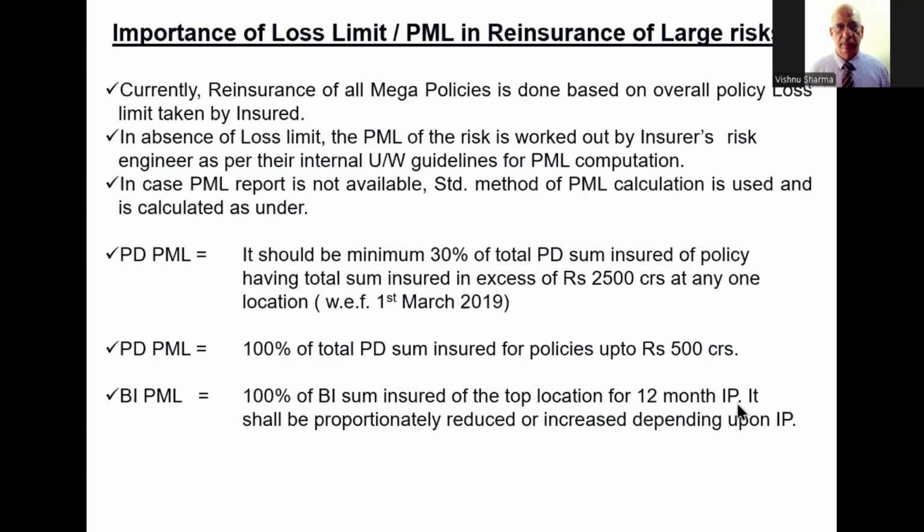And if the indemnity period is more than 12 months, then this 100% of your annual gross profit sum insured will be increased proportionately in the same proportion. If it is 24 months, it is to be doubled. The PML will increase. BI PML will be double. So total PML of the risk shall be PD PML plus BI PML. This will be the sum total of PML of the risk.